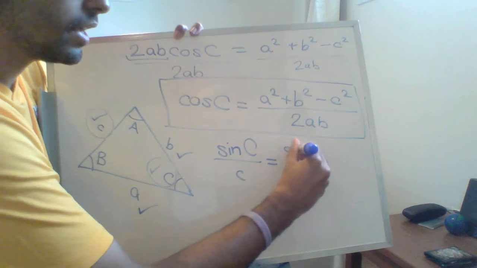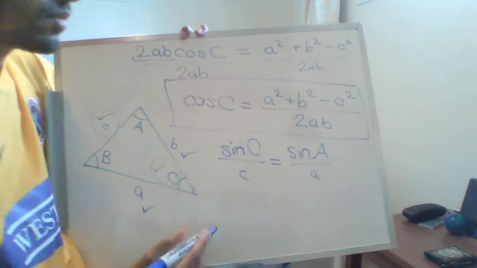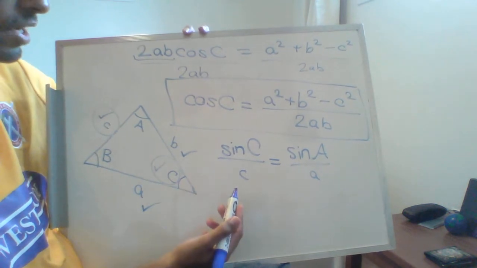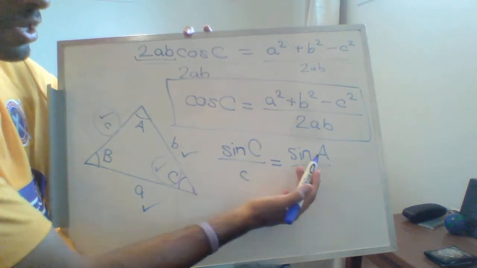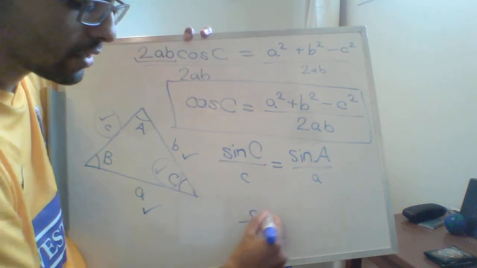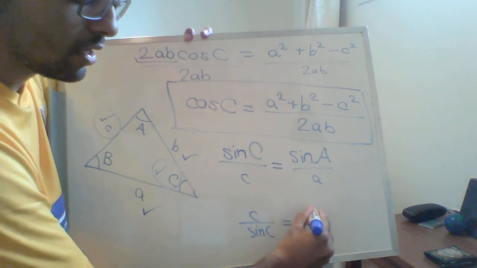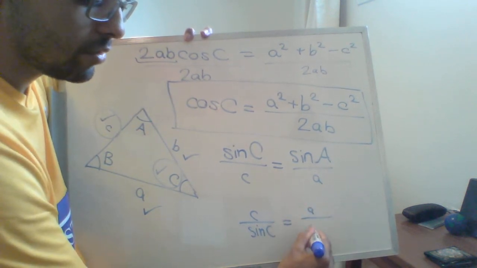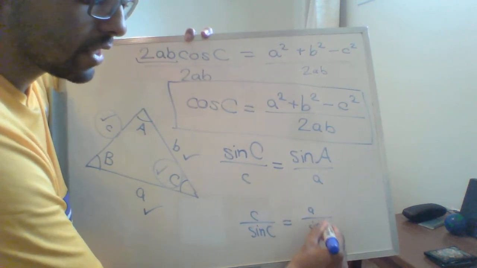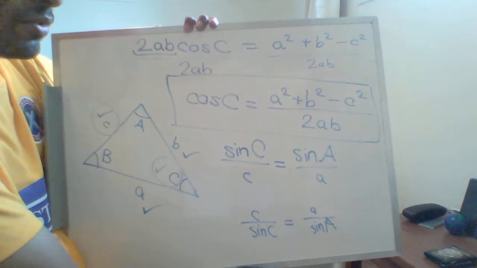You could do sine A over A or sine B over B. And of course with sine law, because we're looking for the angles, you can leave the angles on top. If you happen to be looking for a side, you're allowed to write it upside down, like so. You just need to make sure that you write both of them upside down then. You can't just do it to one.